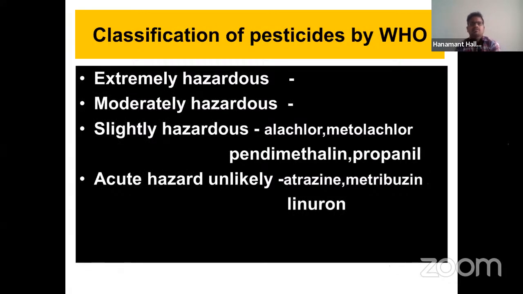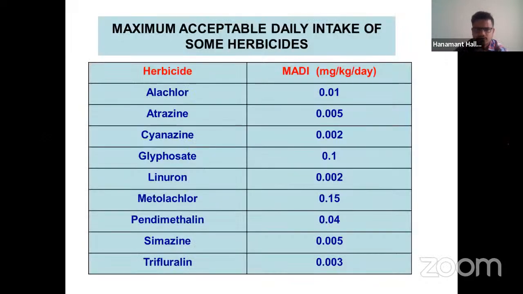Then the WHO classified the pesticides based on their hazards: extremely hazardous, moderately hazardous, and slightly hazardous. Some of the chemicals such as alachlor, metolachlor, pendimethalin, and propanil are slightly hazardous. Then acute hazard unlikely: atrazine, metribuzin, and linuron. Then some of the maximum acceptable daily intake of some herbicides.